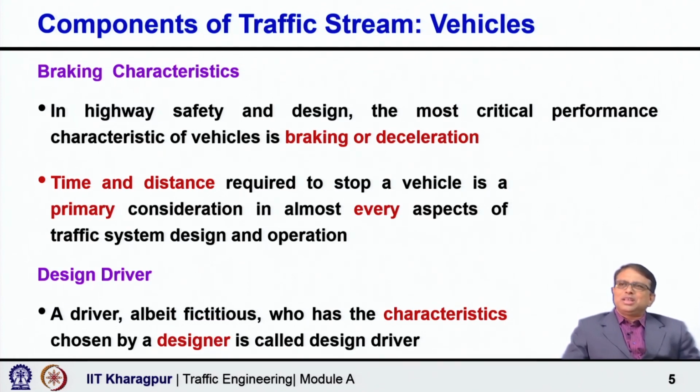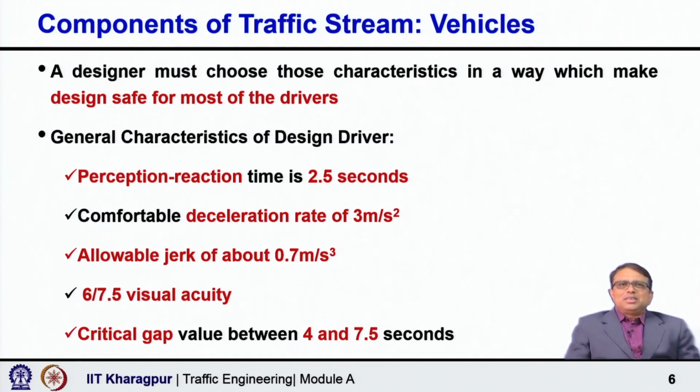The whole thing is, as we say, that vehicles and drivers have a wide range of variation, but when we design the road, we have to select certain values, like acceleration, deceleration, width, height, driver's perception reaction time. So, the concept of design vehicle and the concept of design drivers are coming. A designer must choose those characteristics in the context of the design driver in a way which makes the design safe for most of the drivers.